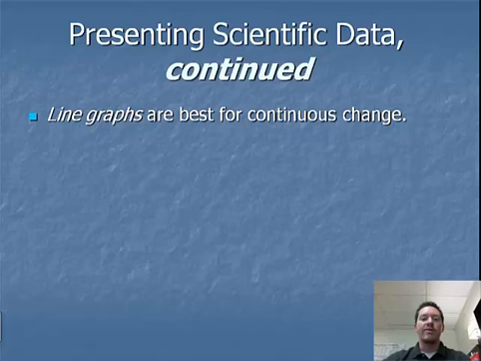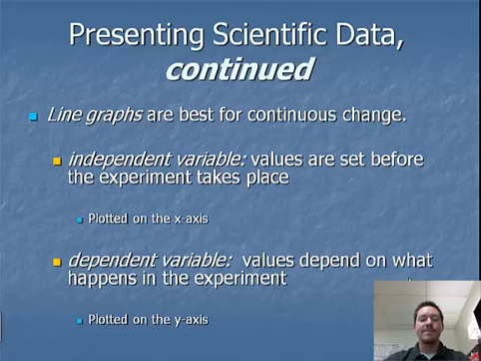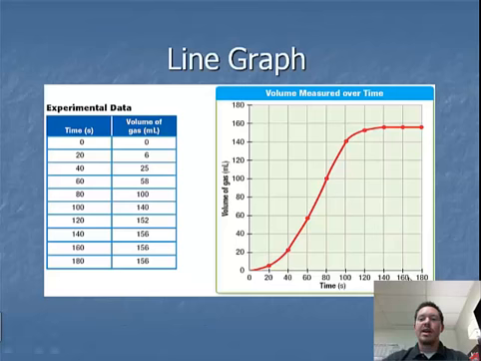To start, the first graph we're going to look at is a line graph, and these are best for continuous change. Two vocab words here, independent variable and dependent variable, are things you have probably seen before. The independent variable is values that are set before the experiment. We also plot this on the x-axis, or that bottom line on a graph. The other is the dependent variable, which depends upon what we do to the independent variable. So it will change depending on what happens in the experiment, and we plot that on the y-axis.